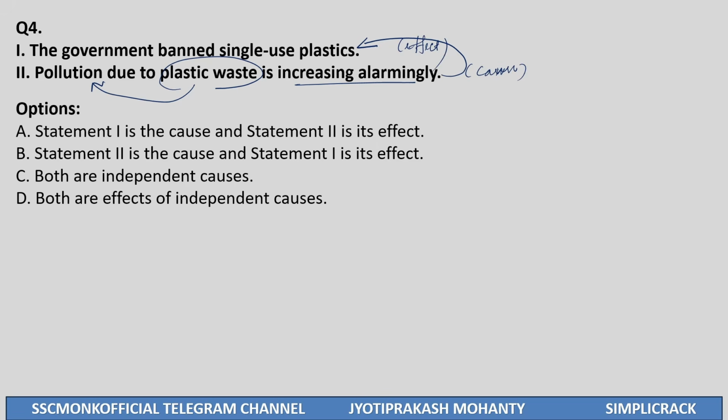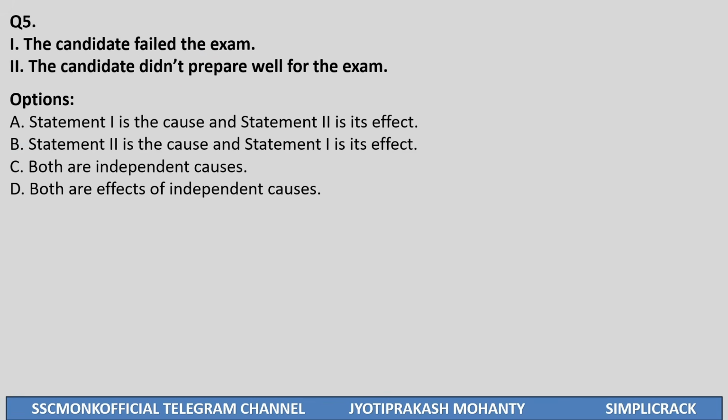So, if I say it reversely, that government is banning single-use plastic and because of that pollution due to plastic waste is increasing, it won't make any sense. That means option B is the right answer. That is, pollution is happening due to plastic waste and because of that government has decided to ban single-use plastics. That means cause is second and first option is the effect. Clear? Now, last question of the lecture, and it is saying that the candidate failed the exam.